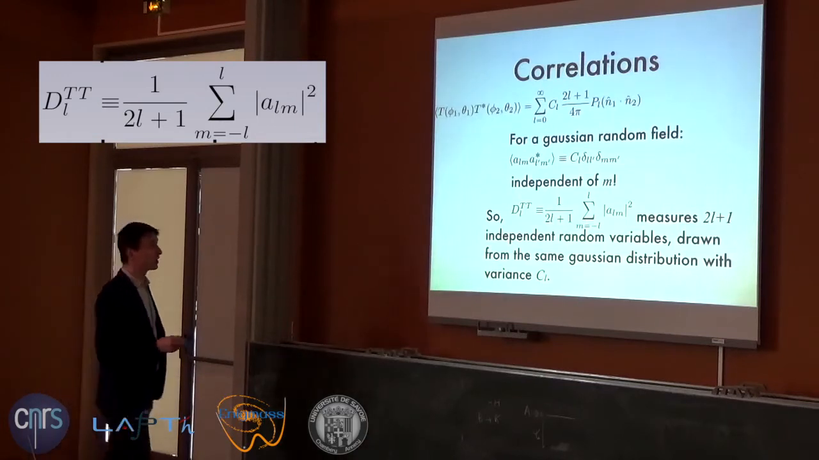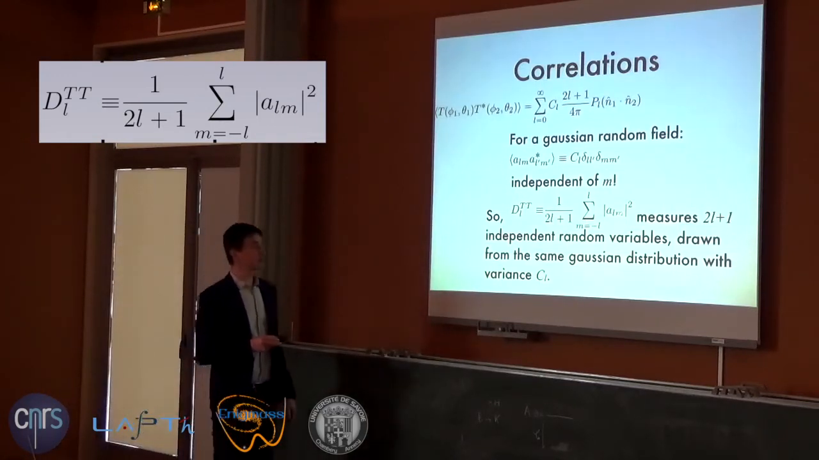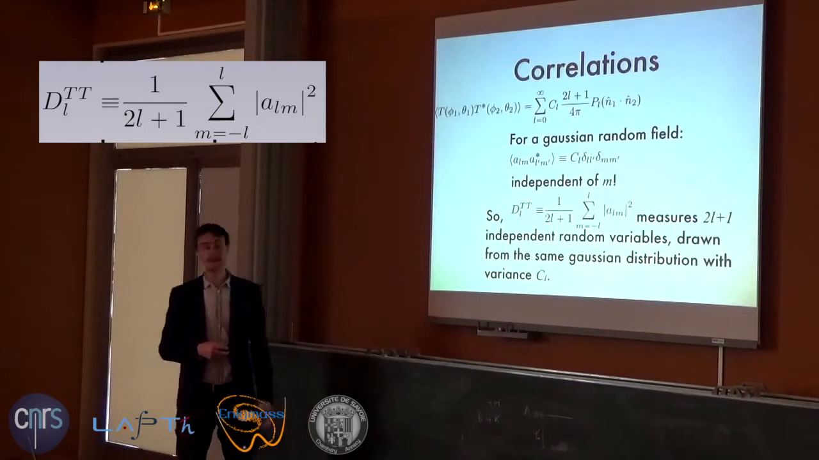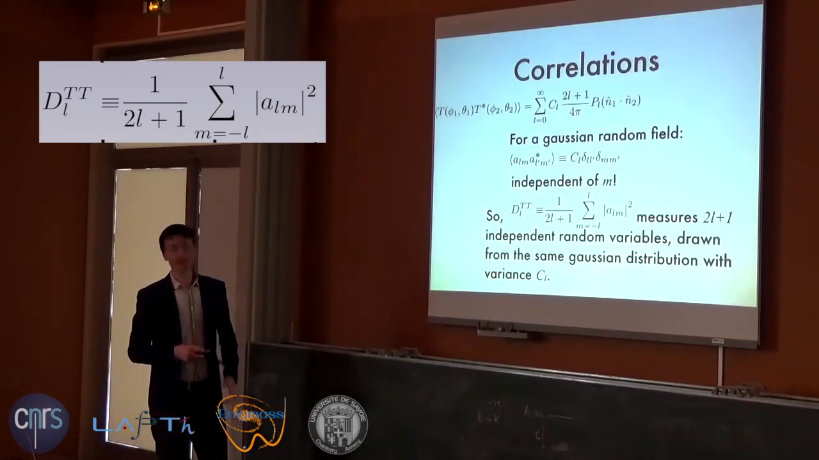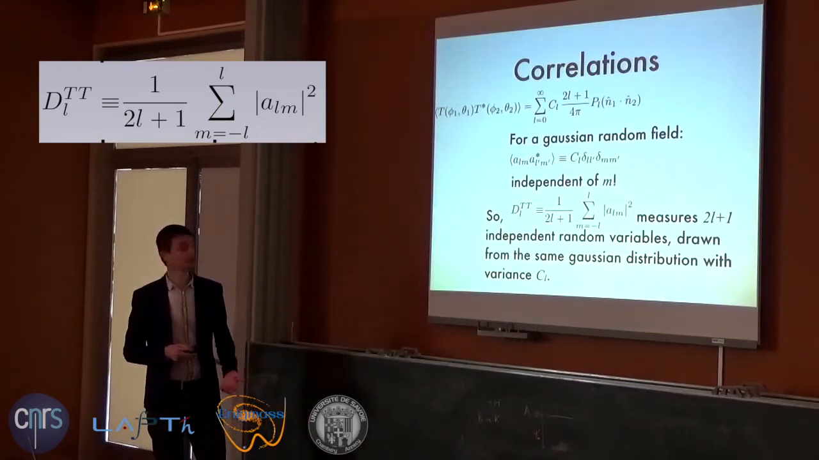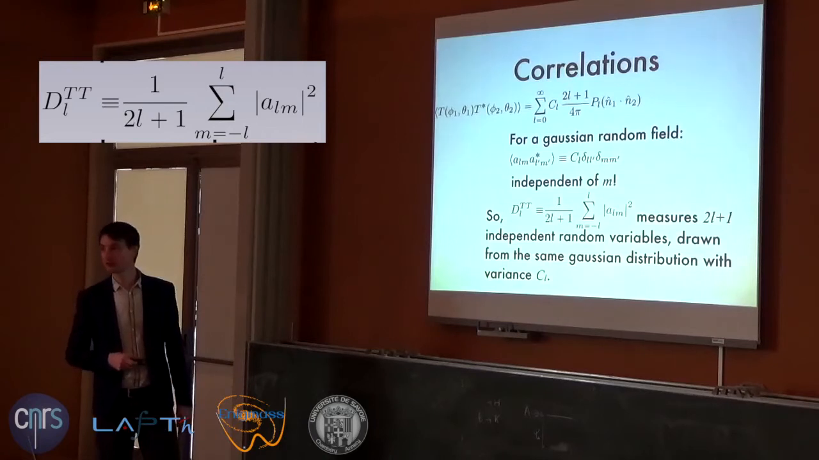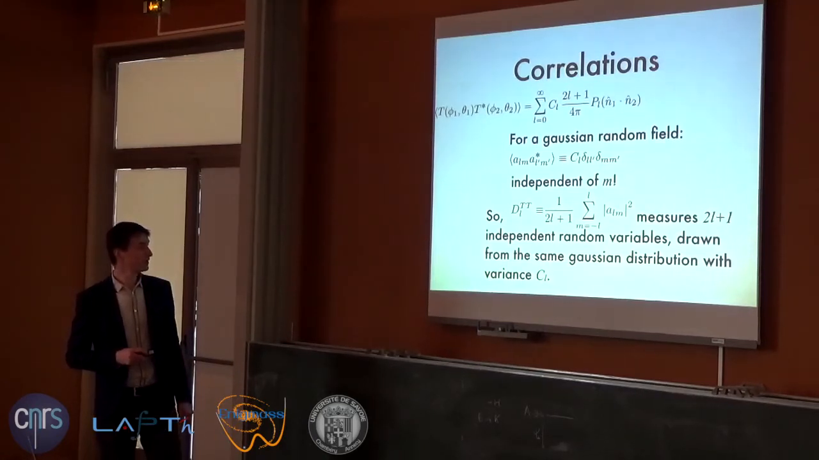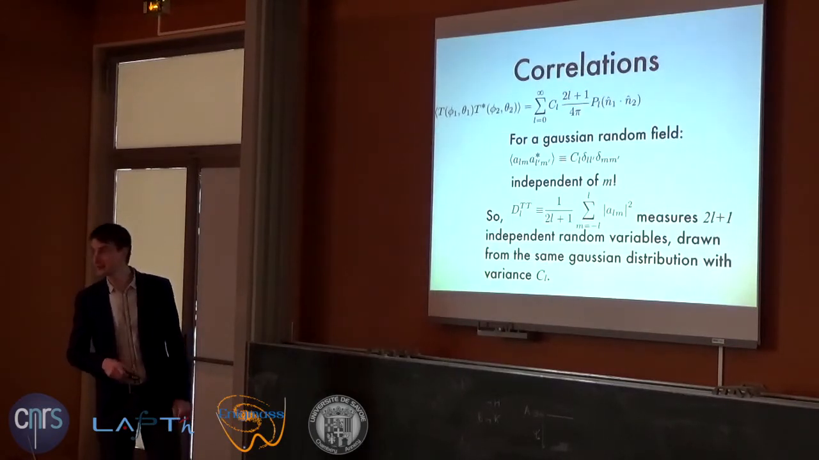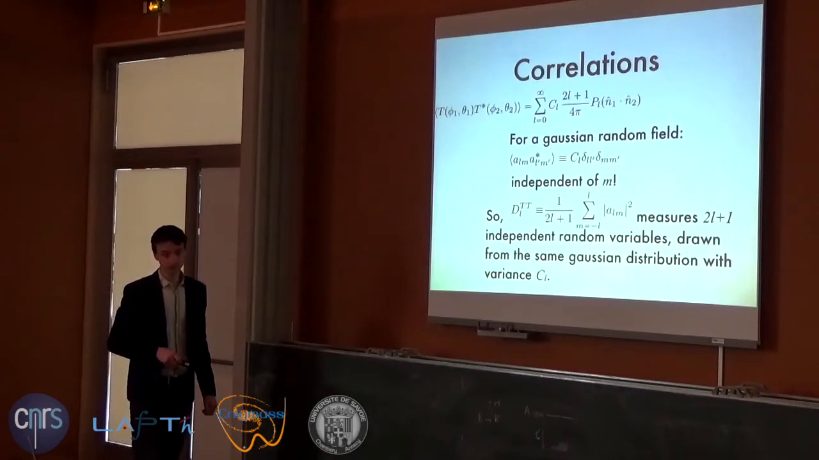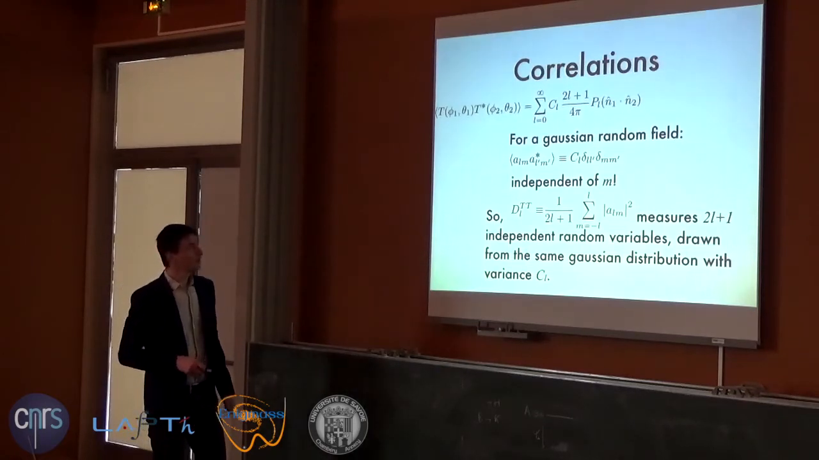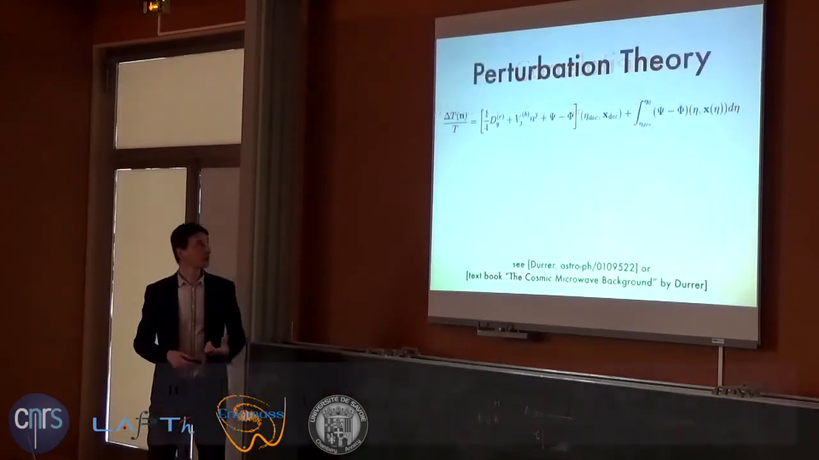So fundamentally we only have access to this quantity D_l, which is the sum over the a_lm, and that doesn't guarantee that the origin is a Gaussian random field, but if it is a Gaussian random field, then D_l is a very good probe of the variances in the Gaussian random field as a function of multipole l. So D_l measures 2l plus 1 independent random variables drawn from the same Gaussian distribution with variance C_l. So that is about the statistics of the cosmic microwave background.